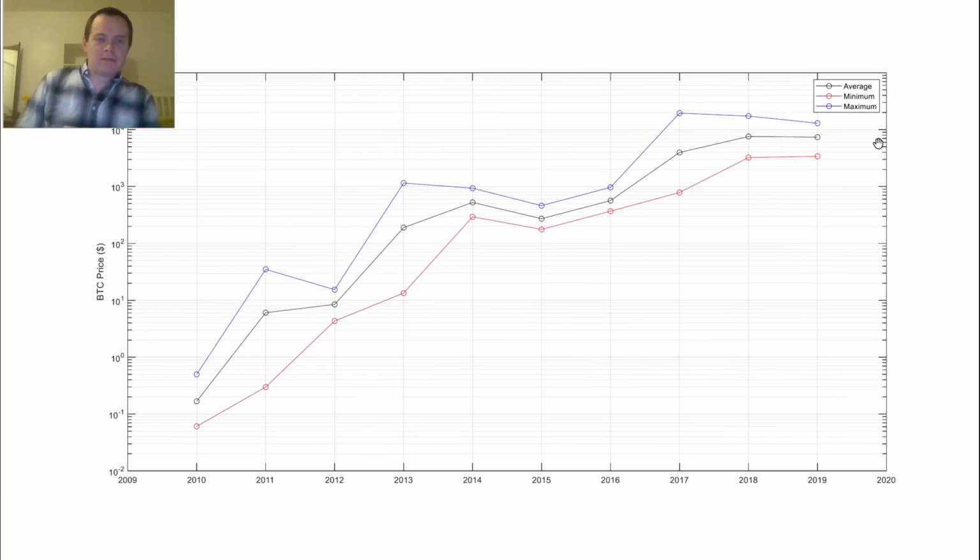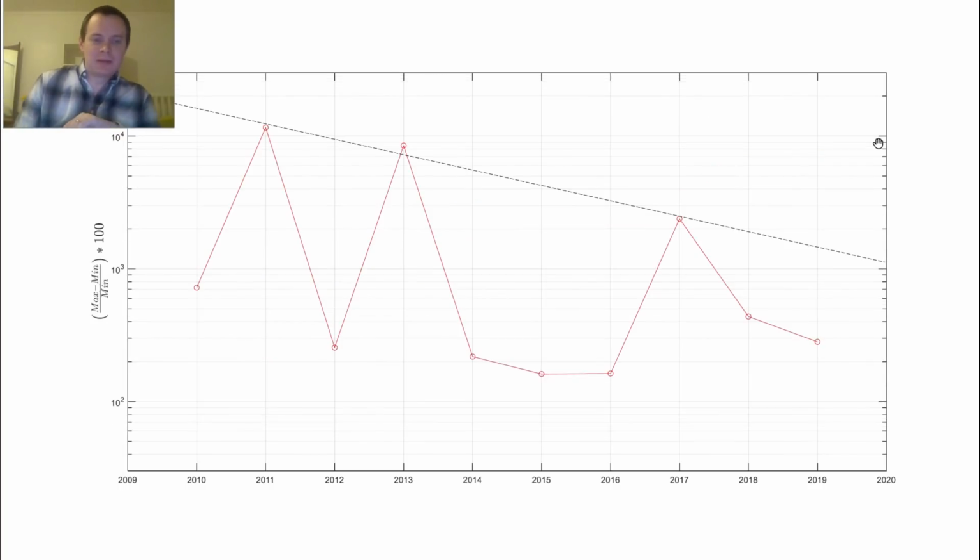So, unless you're, say, shorting or something. But let's go ahead and plot out. So we're going to plot here the maximum minus the minimum divided by the minimum. So we're looking at the relative, like the percentage difference here, and then we're multiplying it by 100 just to get in terms of percent.